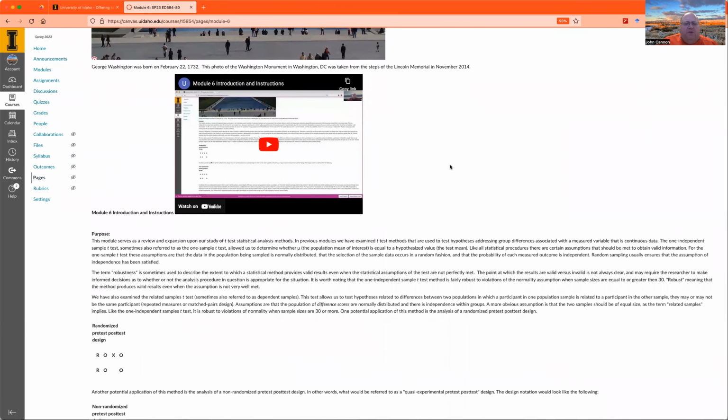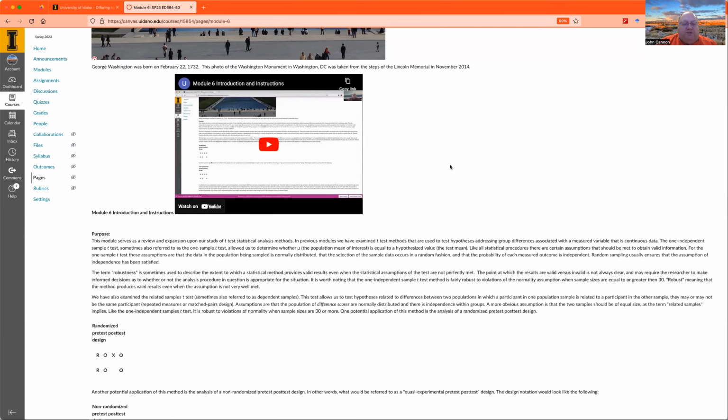This module serves as a review and an expansion upon our study of t-test statistical analysis methods. In the previous modules, we have examined t-test methods that are used to test hypotheses addressing group differences associated with a measured variable that is continuous data. The one independent sample t-test, sometimes referred to as the one sample t-test, allows us to determine whether the population mean of interest is equal to a hypothesized value, which was the test mean.